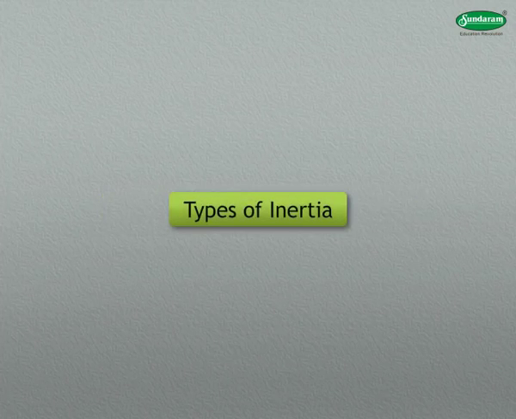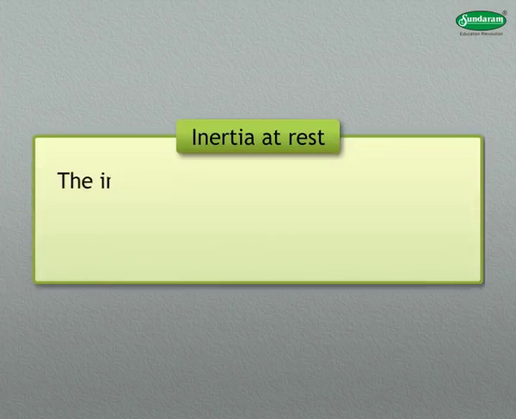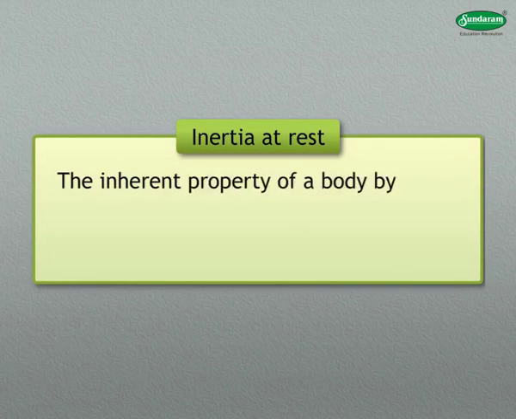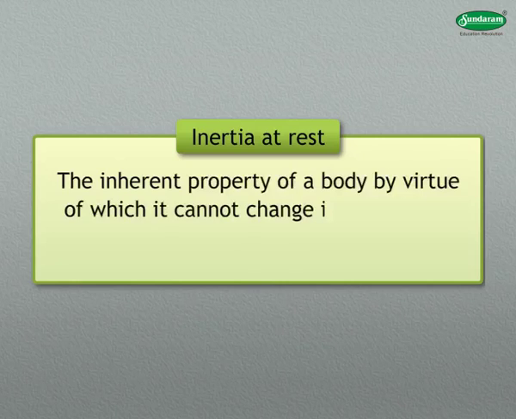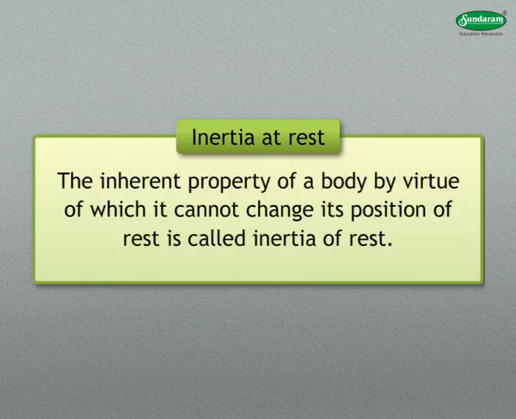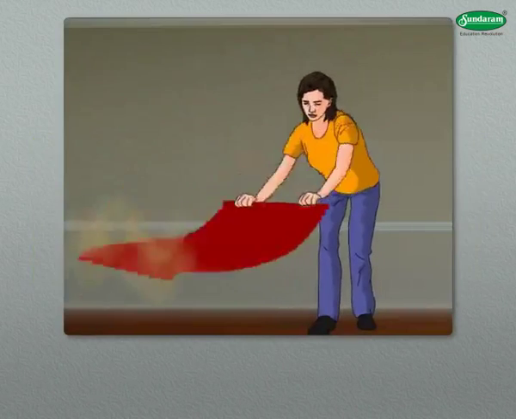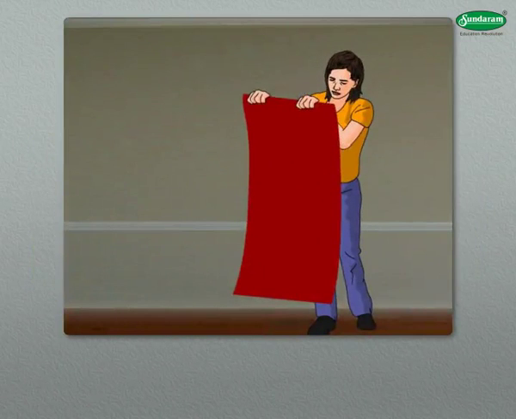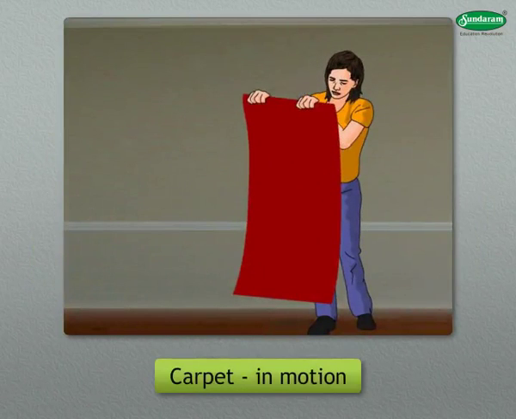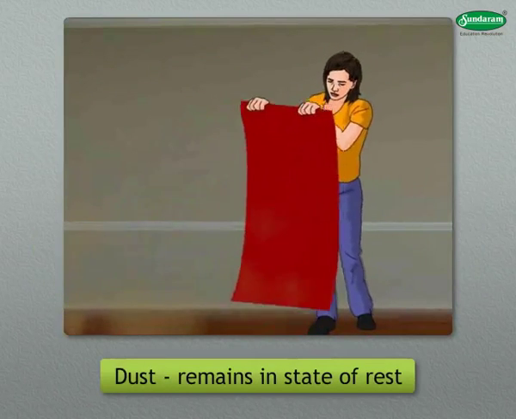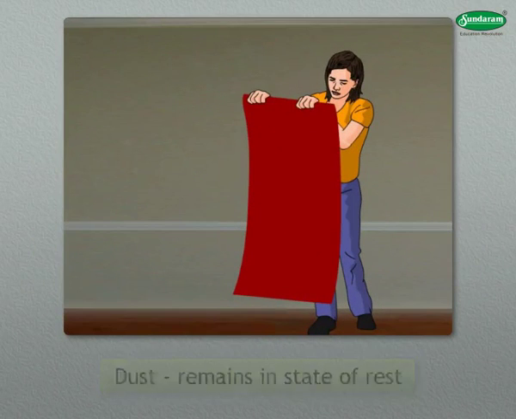Types of inertia. The first type of inertia is the inertia of rest. The inherent property of a body, by virtue of which it cannot change its position of rest, is called inertia of rest. Let us see a few examples. When we dust a carpet by lifting it, the carpet is set into motion and dust remains in its state of rest. Thus, the carpet is cleaned.